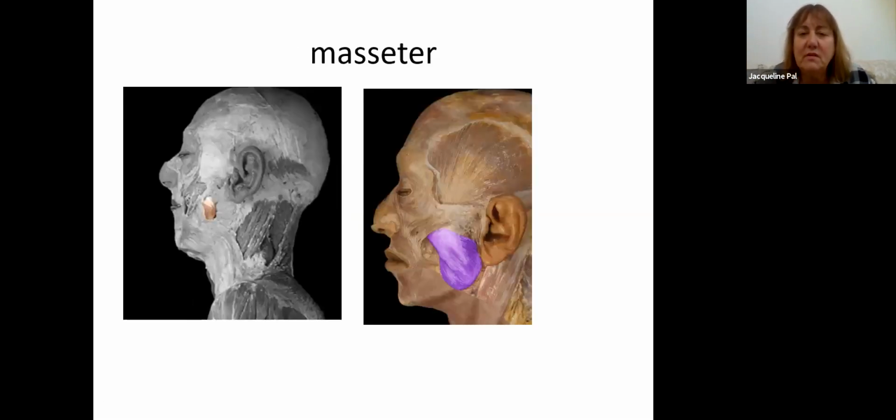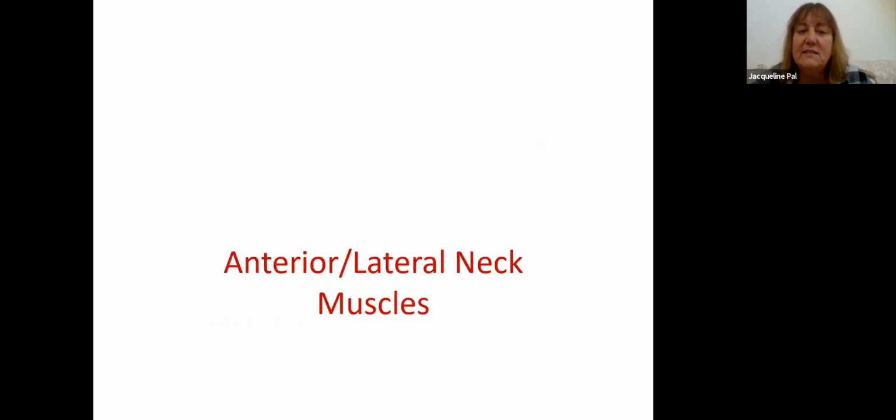As opposed to that, the masseter muscle also attaches to the mandible, between the mandible and the zygomatic bone. And this one is called the masseter, and it also will elevate the mandible, pulling the mandible up towards the zygomatic bone. So that is it for our facial muscles.